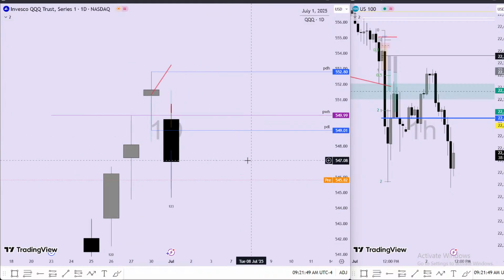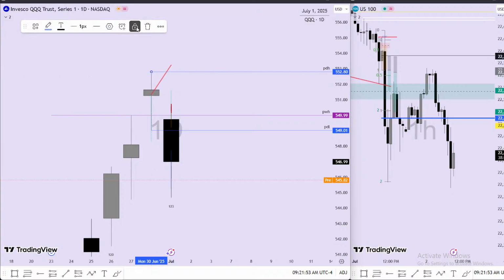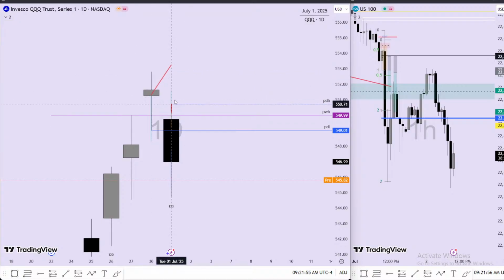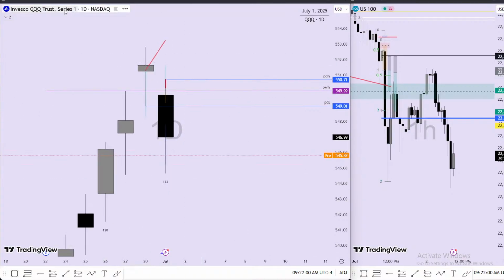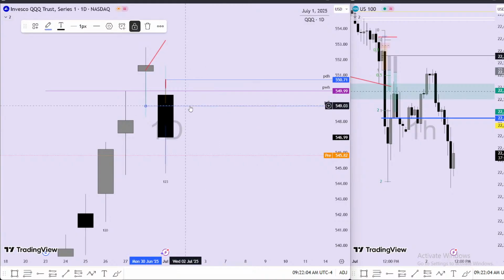Let's just start from the daily time frame. First, I'm going to mark the previous day's high, basically the high of the previous daily candle, and the low of the previous daily candle.